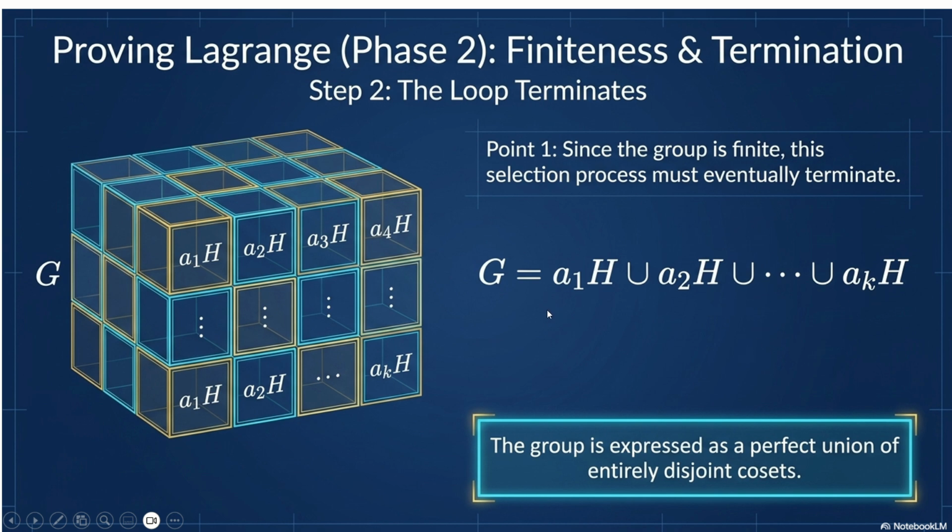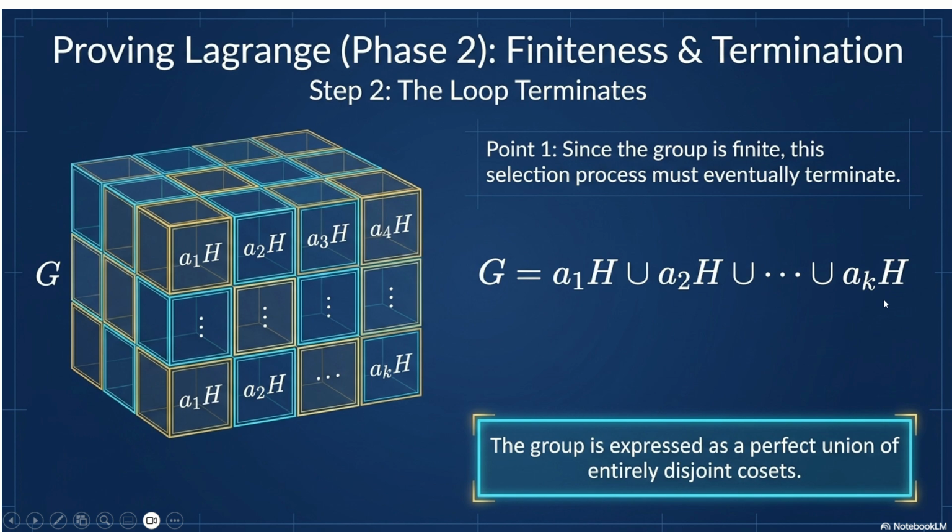You may think that will this union terminate? Yes, it will definitely terminate at some stage because my group is finite. It is made clear over here. Since the group is finite, this selection process must eventually terminate. So I can write G as the union of a1H union a2H etc. akH.